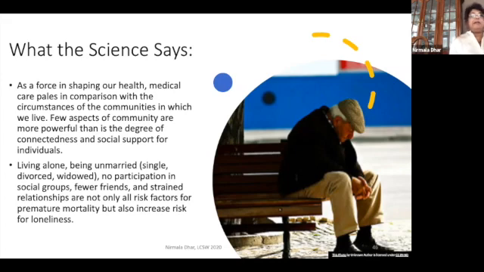Living alone. Now, these are the risk factors, all of you who work with older adults. Living alone. Being unmarried or single, divorced, widowed. No participation in social groups. Few friends. Strained relationships, whether familial or others, are not only risk factors for premature mortality, but they increase risk for loneliness. So take a look at your clients, at your panel, at your list of consumers. How many of them would you say are at risk of social isolation and loneliness? Do you know that? What specific interventions are you connecting them to? Again, think of Karen. Who was her only social support? Her daughter.